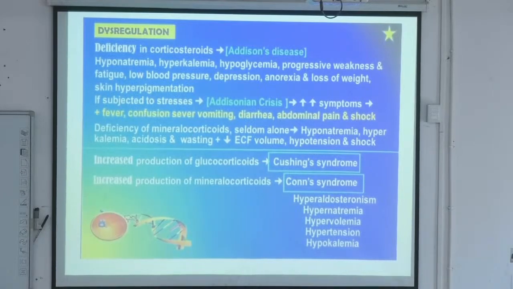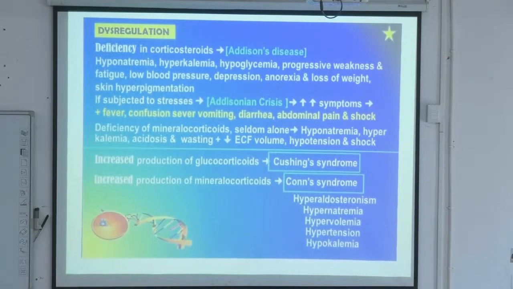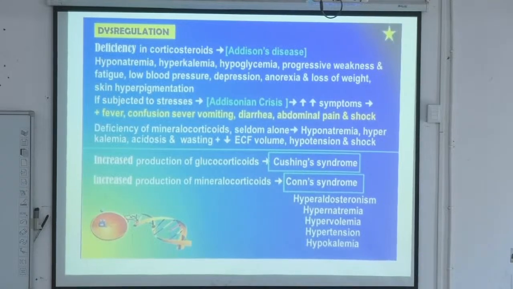Now there can be excessive production, or an excessive amount of that hormone present in the body. If there is an excessive amount of glucocorticoid in the body, that leads to a disease or syndrome called Cushing's syndrome. The patient becomes round and swollen. Round face, fat on the neck. Okay, we will come to it with a little bit of detail later on.